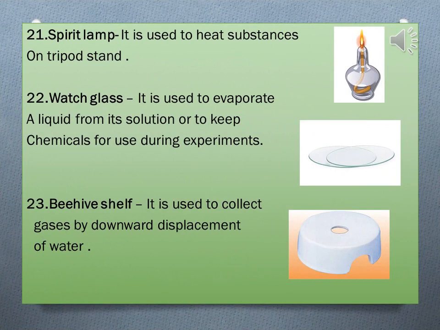After that, next is spirit lamp. Spirit lamp is used to heat substances on tripod stand. Or we can say that spirit lamp sometimes is used as a substitute of Bunsen burner.